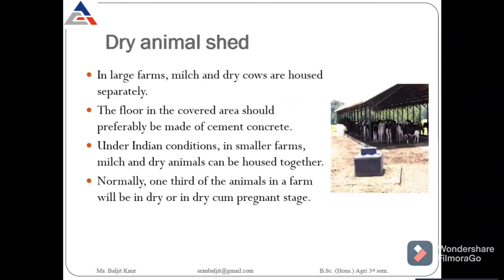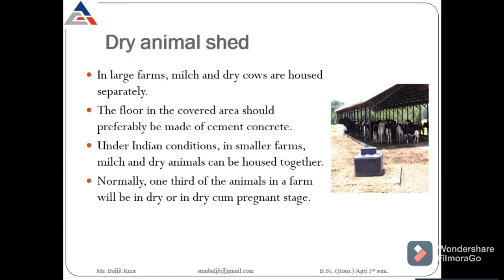Then dry animal shed. Dry animal means the cows which are not giving milk or which are going to be pregnant, right? So those animal sheds should be separate from the milking cows or pregnant cows or heifers, right? So in large farms, milch and dry cows are housed separately. The floor in the covered area should preferably be made of cement concrete. So these animals who are dry can be kept on a floor which is cement concrete.